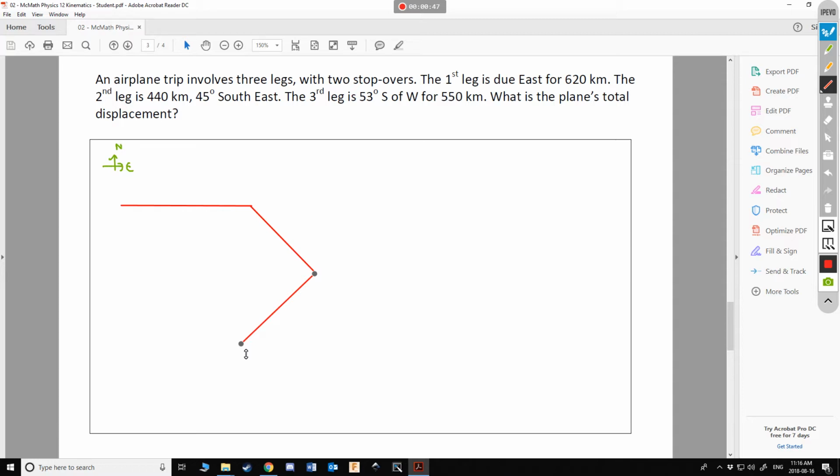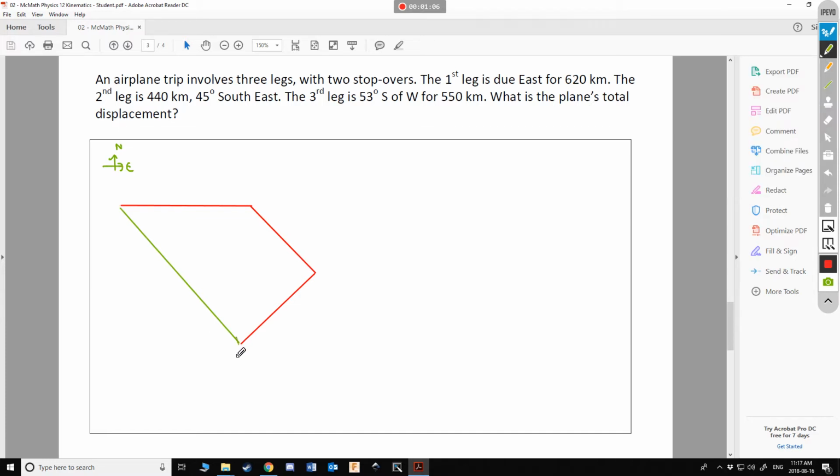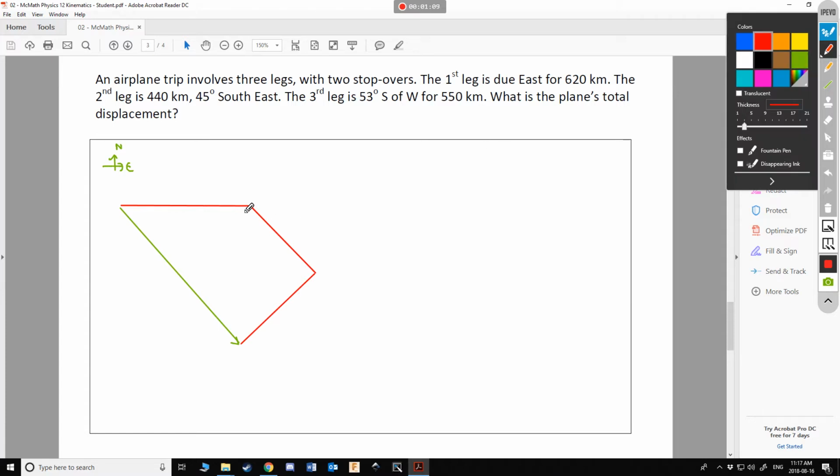Somewhere southeast. So we are trying to find out what is this vector. I'm going to add in some arrows. Okay, so you know this one is 620 kilometers. This one is 440 kilometers. And this one is 550 kilometers. Again, we can use that table method, or we can just do it directly on the diagram, whichever one works for you. I will just do both, though, since this is for practice.